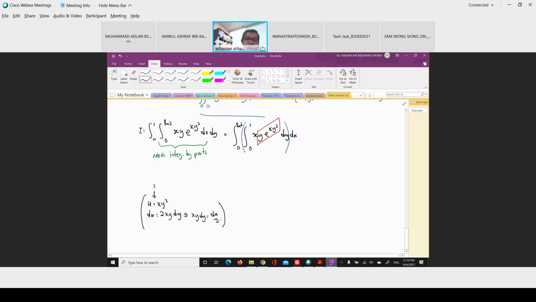Okay, it is easier to evaluate this using the substitution. So the outer integral has limit 0 to ln 2. The inner integral after substitution is e to the u over 2 du, dx here. Okay.